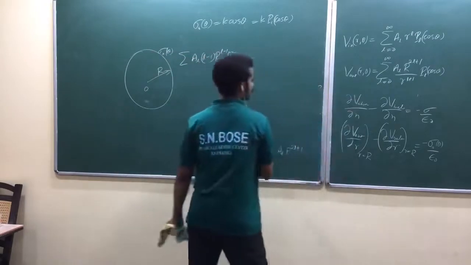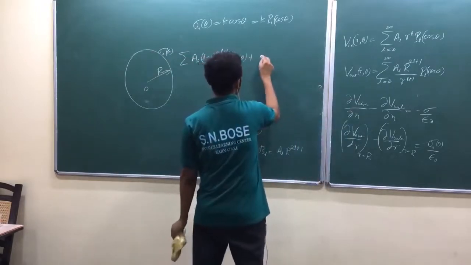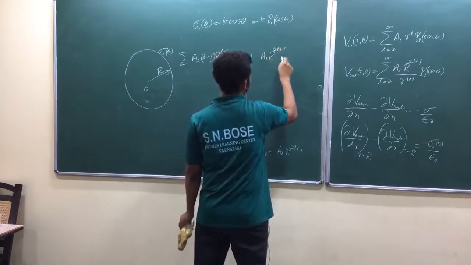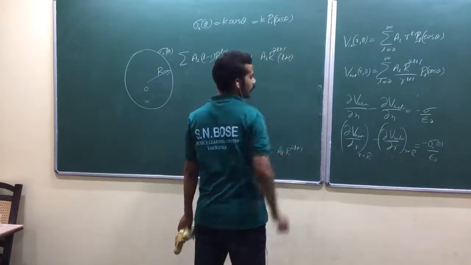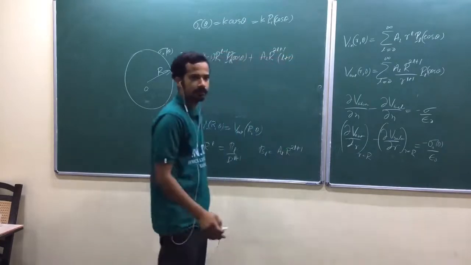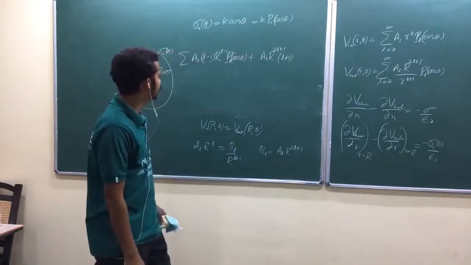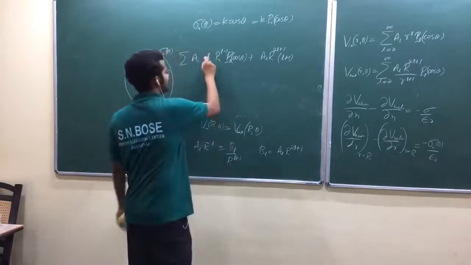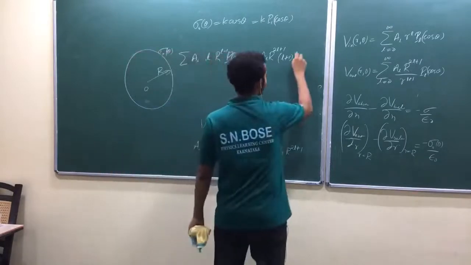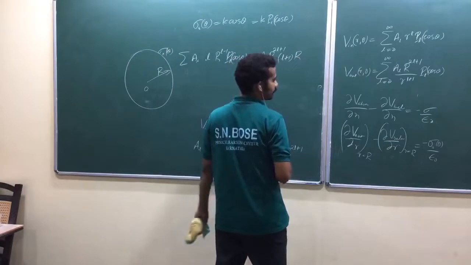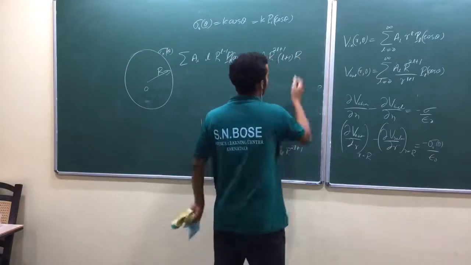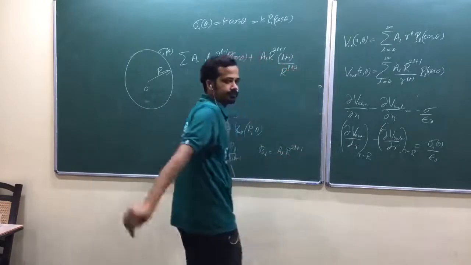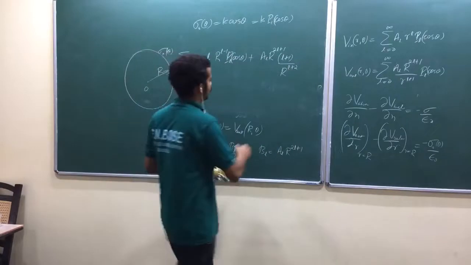What is this derivative? Minus (L plus 1) A_L r to the power minus (L plus 2). Any mistakes? Yeah, L plus 1, r to the power minus (L plus 2). Am I right? There is one more negative sign taken here. P_L of cos theta.